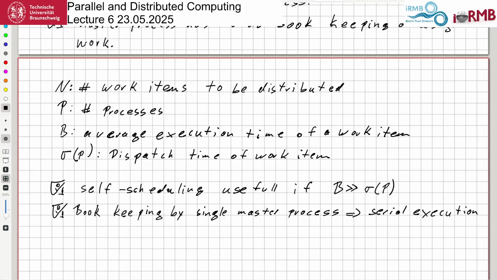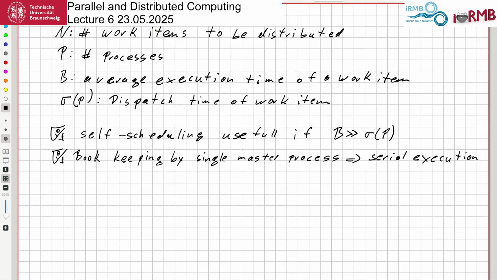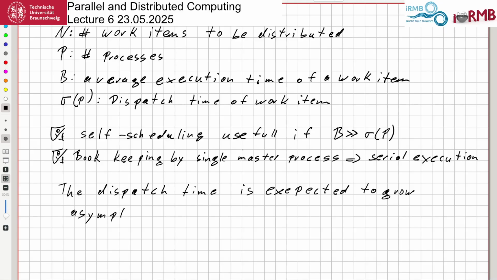So, there we don't want to have serial execution. Okay, now we have to do a little bit of modeling, which may or may not be of concern, but say the dispatch time is expected to grow asymptotically with the number of parallel requests.